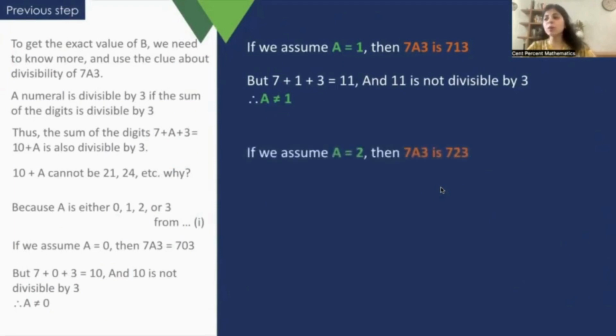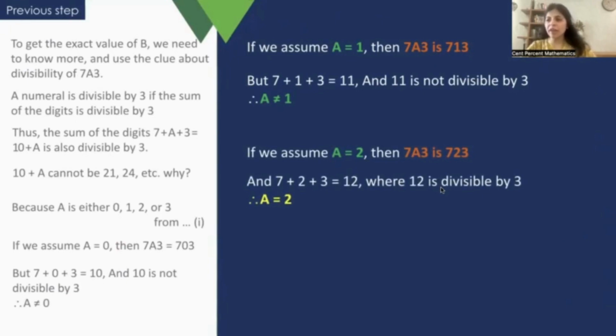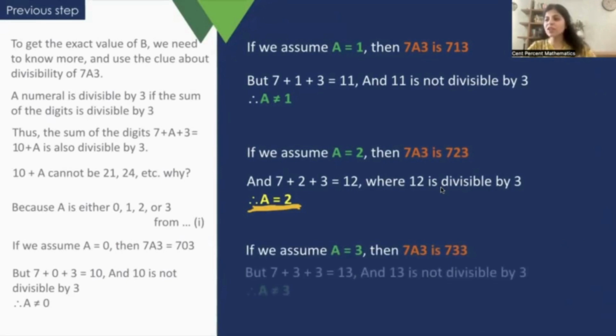If we assume A equal to 2, we get the numeral 723. And when we add the digits here, we get 12, and 12 is definitely divisible by 3. So therefore, the option for the value of A is 2. And similarly, when we assume A to be equal to 3 and add the digits, we get the sum to be 13, which is not divisible by 3. So therefore, the only option for A is 2.